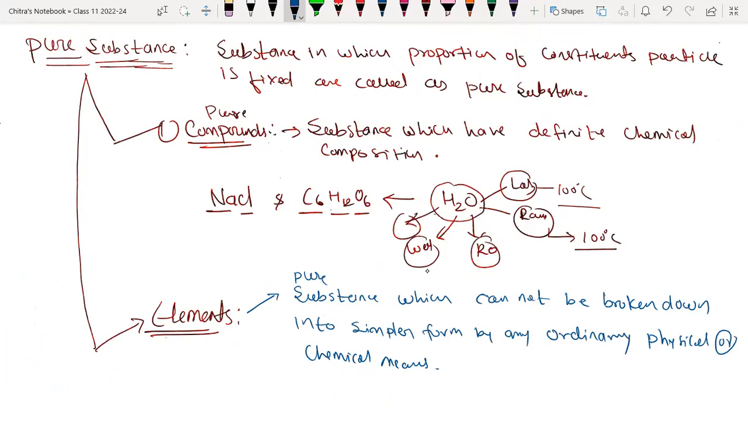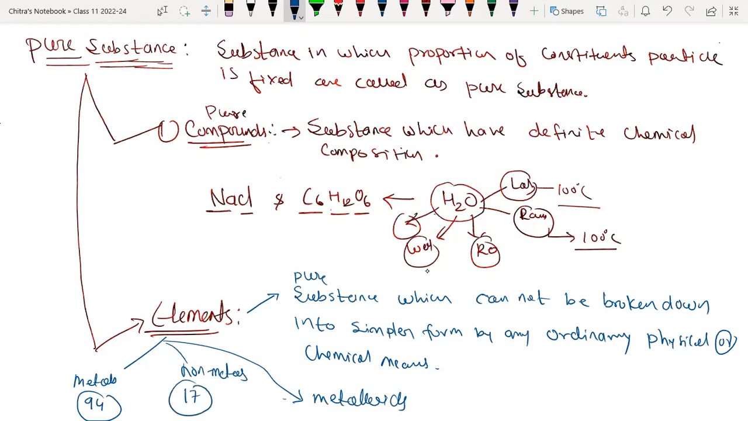As we have already gone through in previous standards, elements are of three types: metals, non-metals, and last but not least, metalloids. In our modern periodic table we have a total of 94 metals, 17 non-metals, and 7 metalloids. Elements having a tendency to lose electrons are called metals and are electropositive in nature. Non-metals are electronegative in nature, and metalloids show properties between those of metals and non-metals.